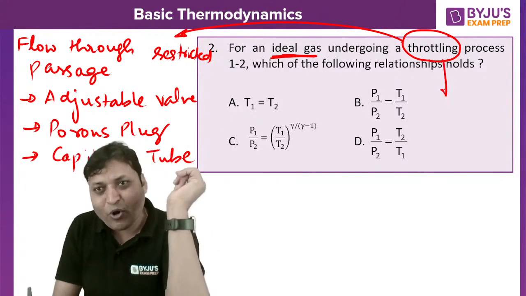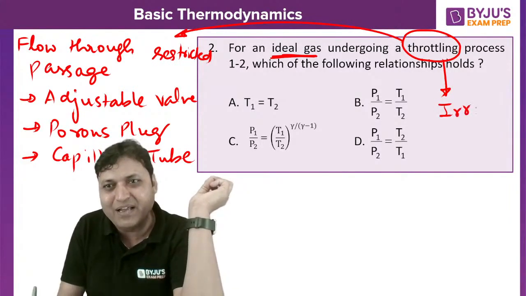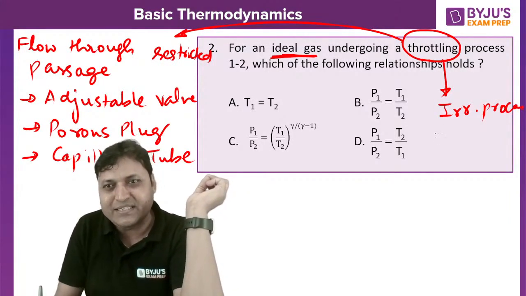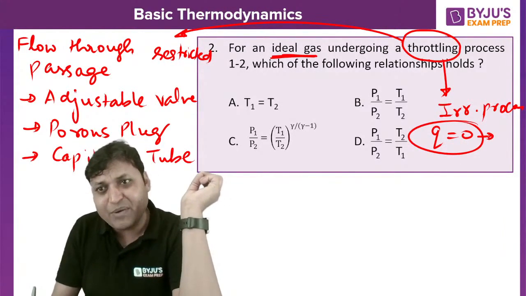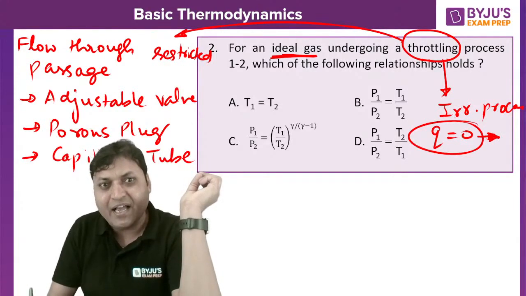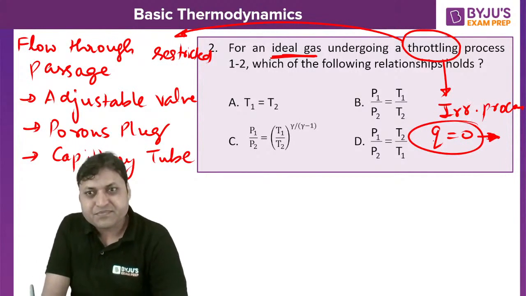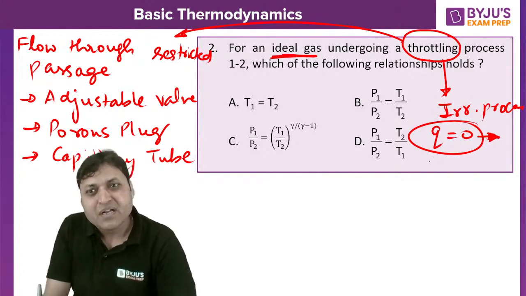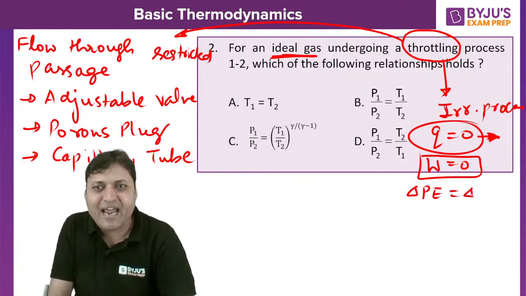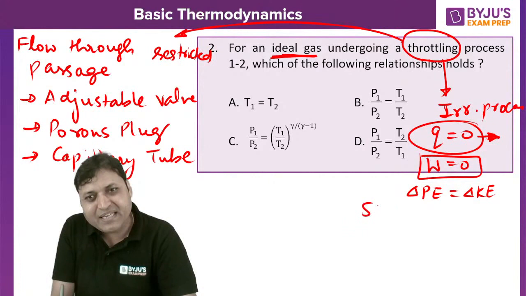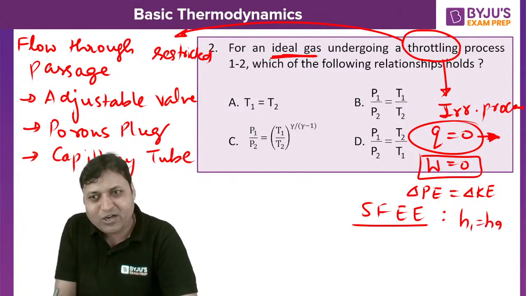So is the throttling process reversible or irreversible? Yes, Rohan, it is highly irreversible. Throttling is an irreversible process and there is no heat transfer because the throttling process is happening in an insulated plug. So there is no heat transfer, no work transfer, and no change in potential energy and kinetic energy. So from the steady flow energy equation, we can say H1 will be equal to H2.